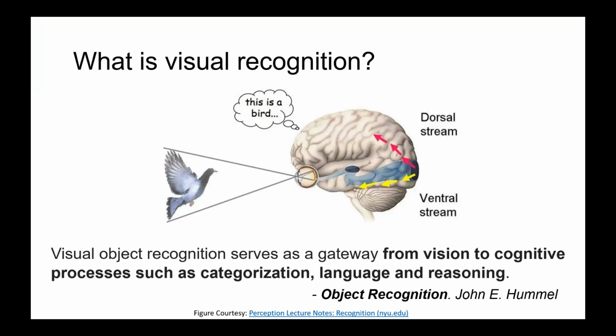As a definition, in Dr. John Hummel's words, visual object recognition serves as a gateway from vision to cognitive processes such as categorization, language, and even reasoning. And that's why I think this topic is very related to visual language in general.